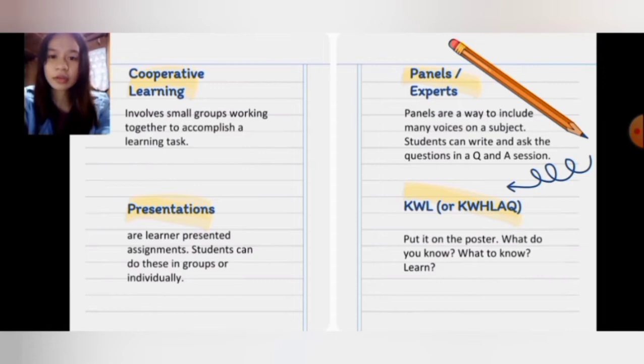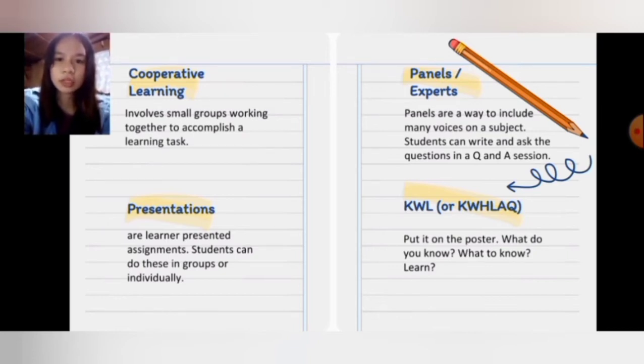As they work together, students can learn how to socialize, solve problems, and handle conflicts. In this way, they can make each other member a strong individual. Next is presentation. A learner presents assignments. Students can do this in a group or individually.